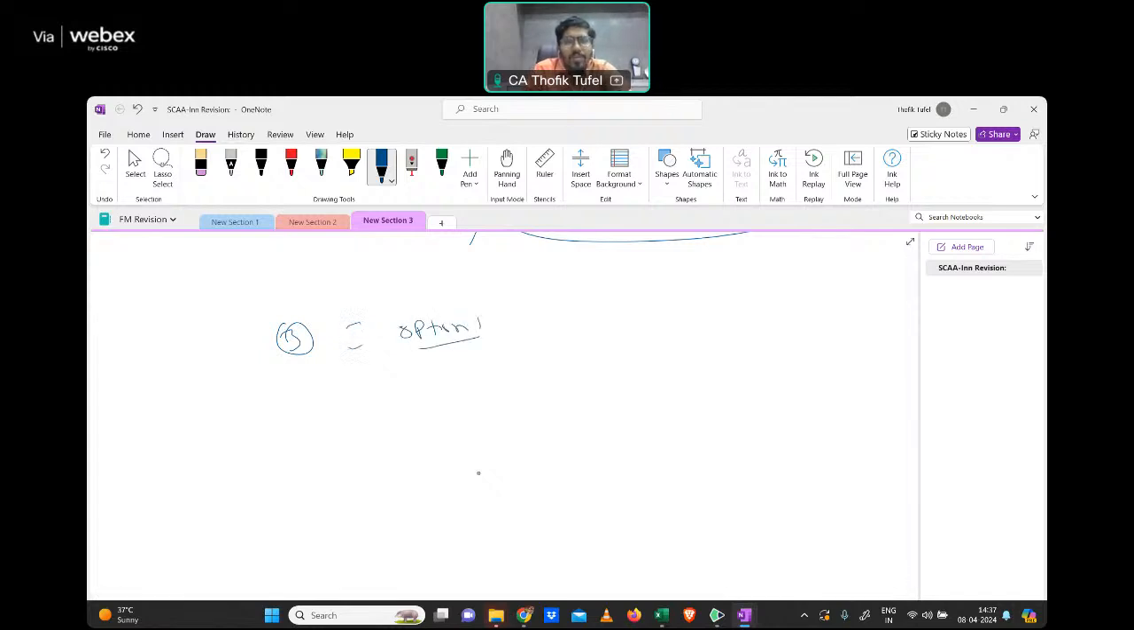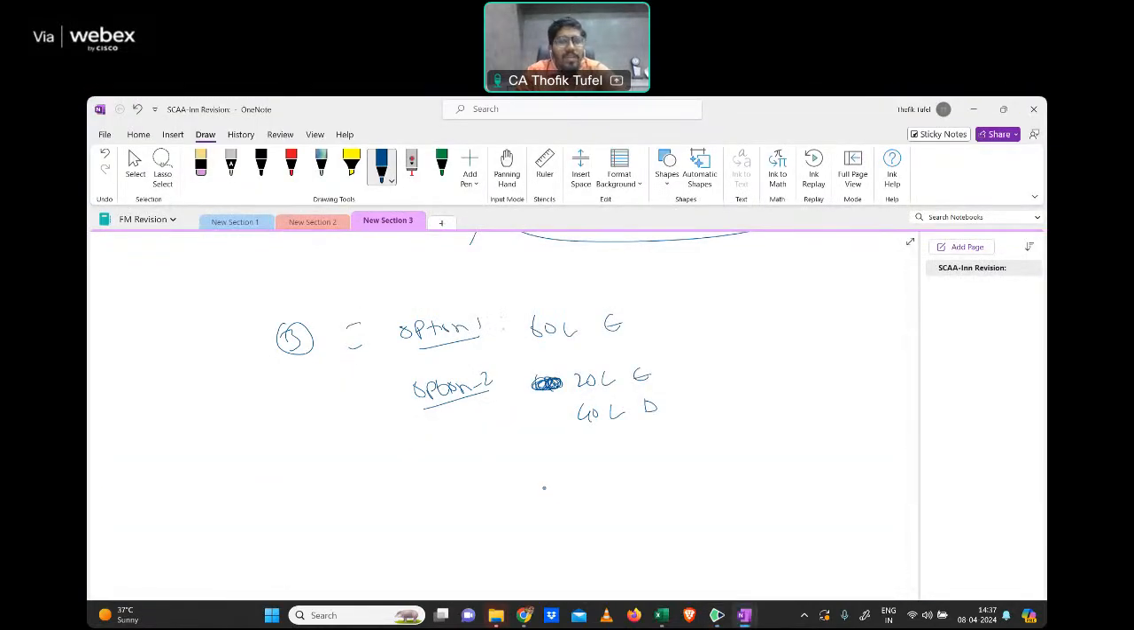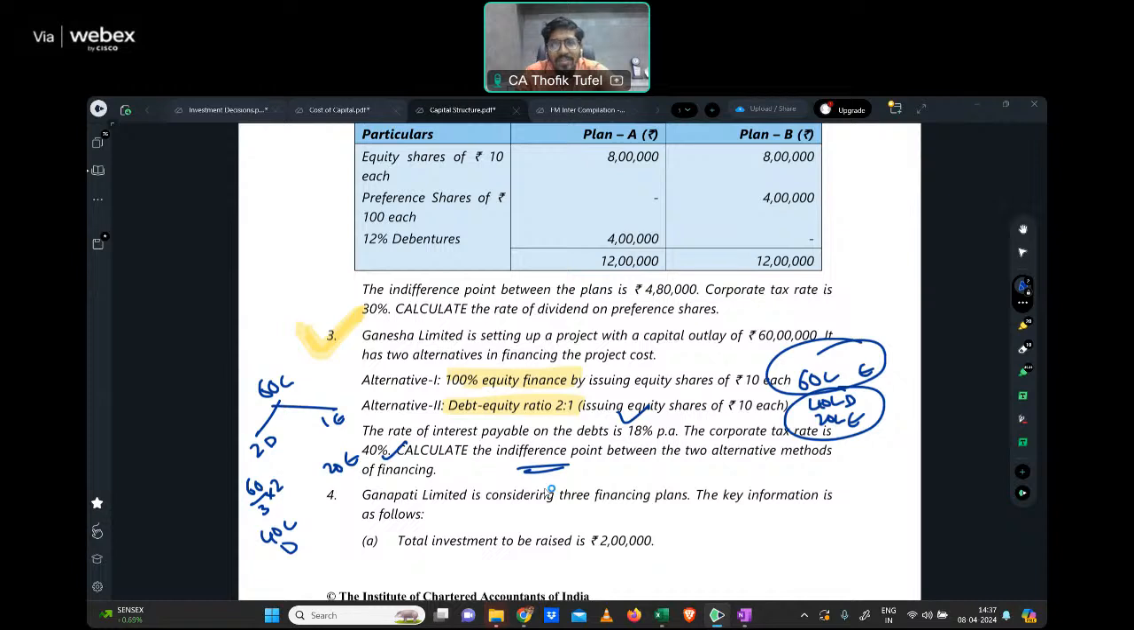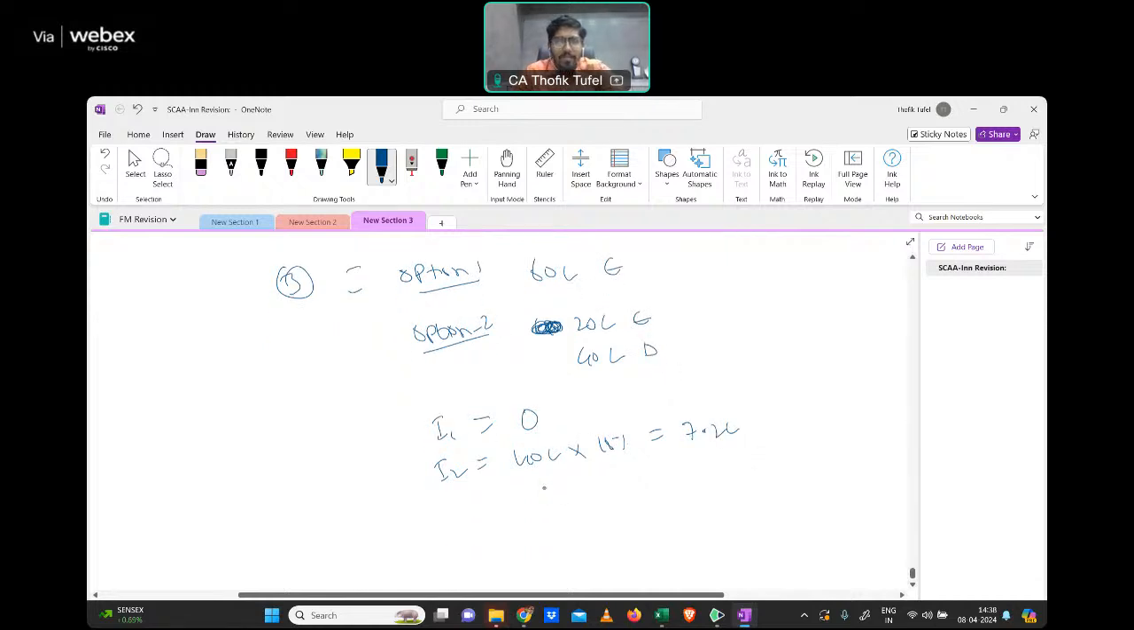In option 1, 60 lakh rupees equity. In option 2, 20 lakh rupees equity and 40 lakh rupees debt. What will be the interest in option 1? It will be 0 because there is no debt. What will be the interest in option 2? It will be 40 lakh rupees debt into the rate of 18%, so my interest will be 40 lakh into 18%, which is 7,20,000.